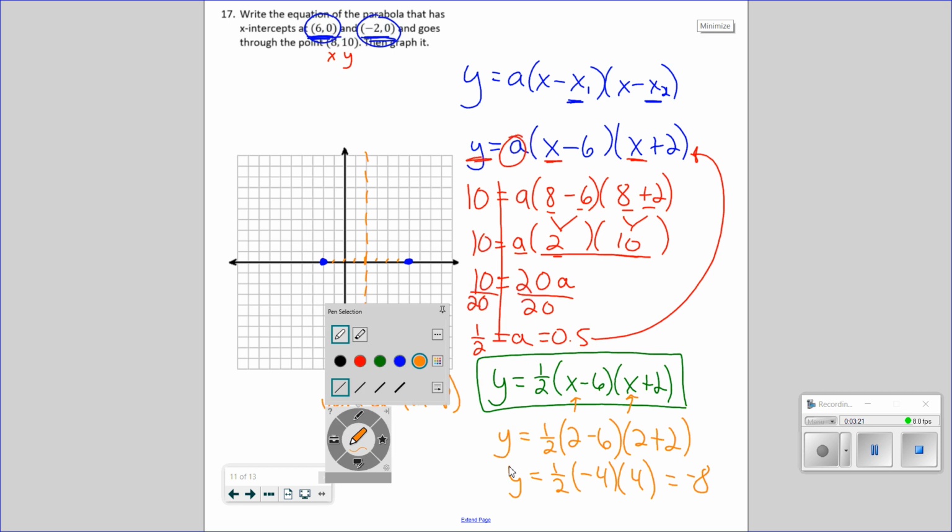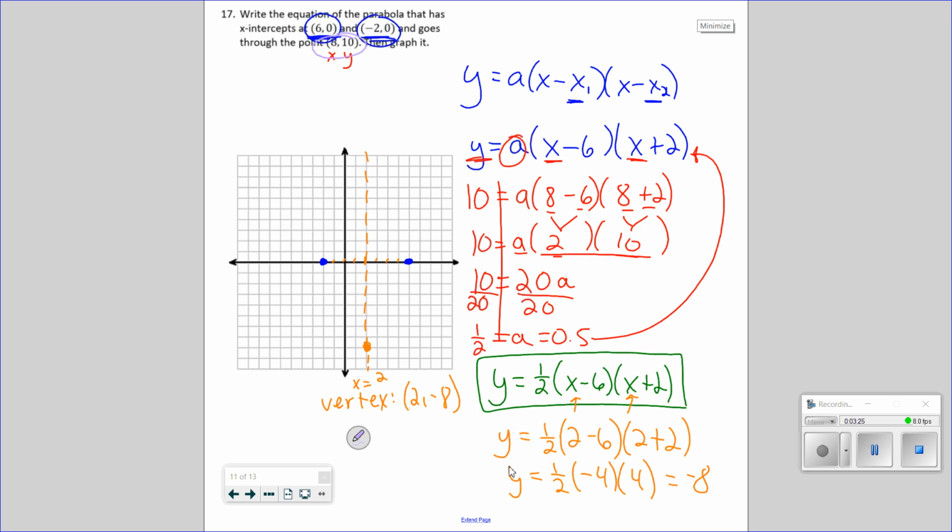We were given another point in the initial problem, and that was at the point 8, 10. So we can plot that up here and there. Oops, that's not the right spot. Right there. Disregard that point.